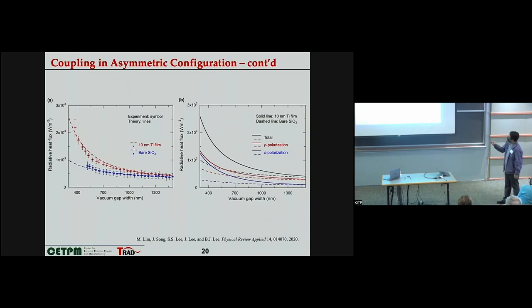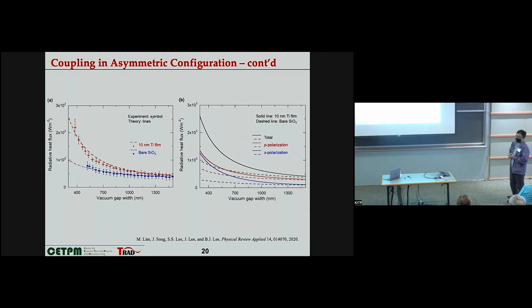In both cases, we have a doped silicon as an emitter, and the receiver, one is a bare silicon dioxide, the other is a bare silicon dioxide with a 10 nanometer titanium film. And you can clearly see that the titanium film sample will have a higher heat transfer rate, also gaining a couple hundred nanometers of vacuum gap distances for us. And we looked into this enhancement mechanism.